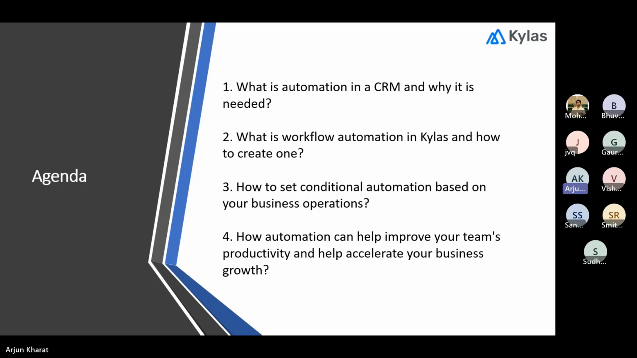Third, we have seen how to set conditional automation based on your business operation. So here we have seen some kind of conditional base where the records can be bifurcated and you can pinpoint those items and perform certain actions to them. The result of all this will help to improve your team's productivity and accelerate your business growth as well.